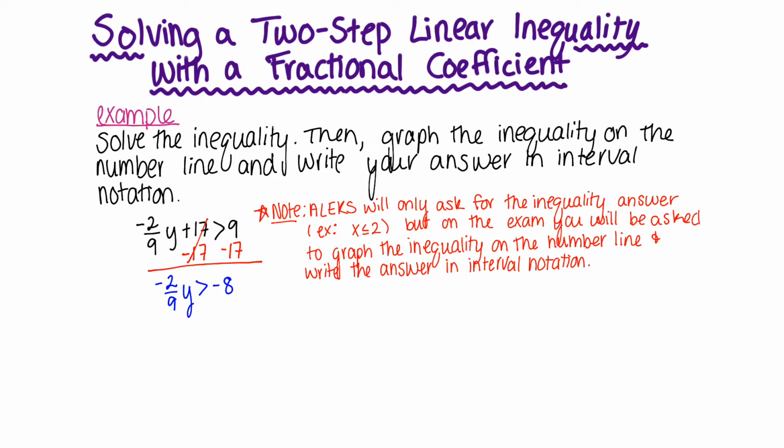Now we need to get rid of the negative 2/9 in front of the y. In order to do that, we need to multiply both sides by the reciprocal of negative 2/9. That is the fraction but flipped upside down. That would be 9 over negative 2. When we do that, the direction of the inequality has to be flipped because we're multiplying both sides by a negative number.